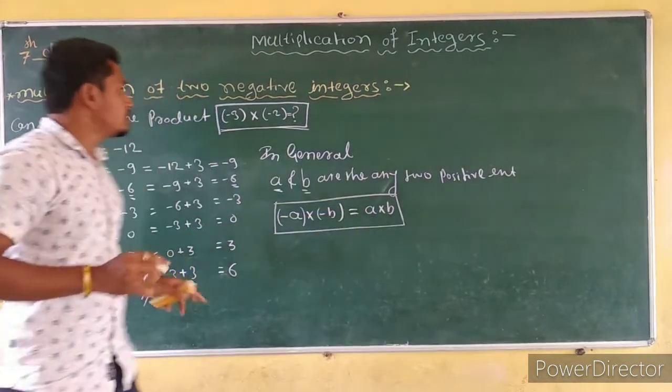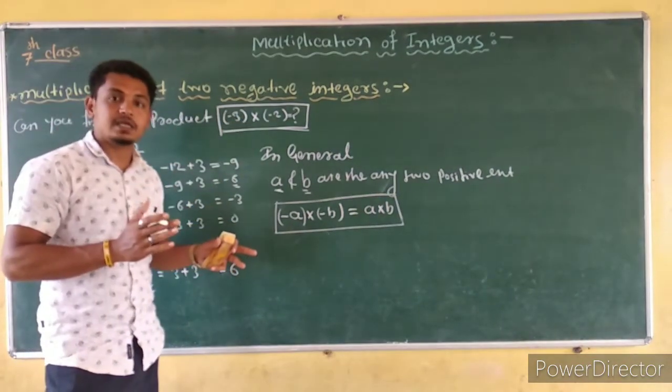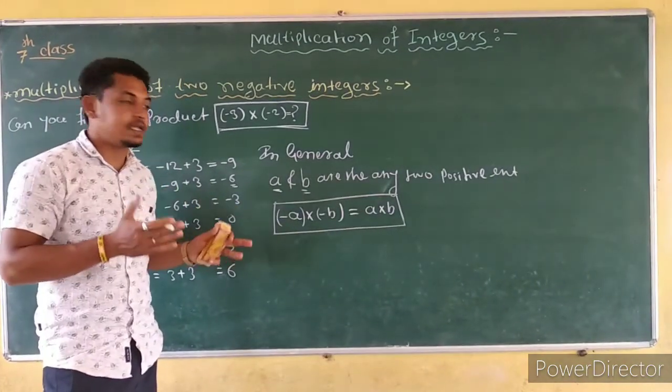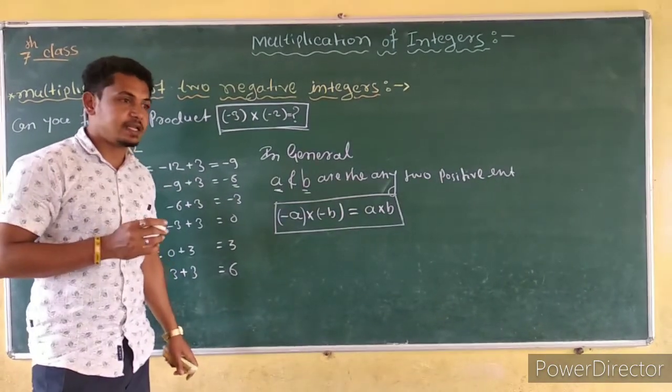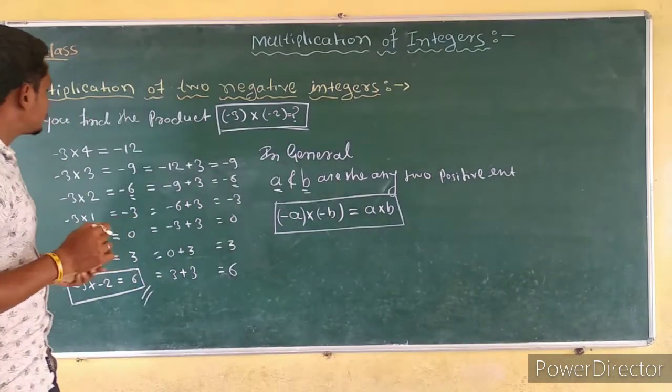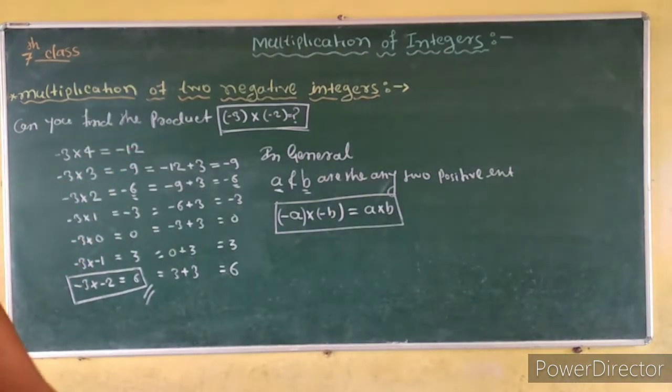So the product of any two negative integers is always a positive integer. Is it clear? So now we have to solve more examples on this concept only.